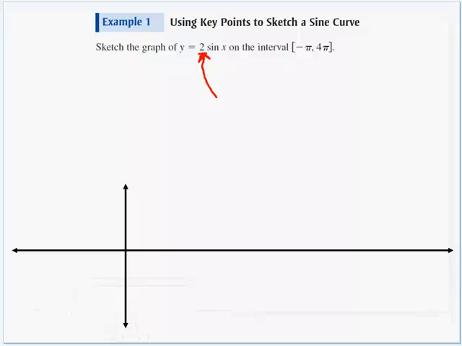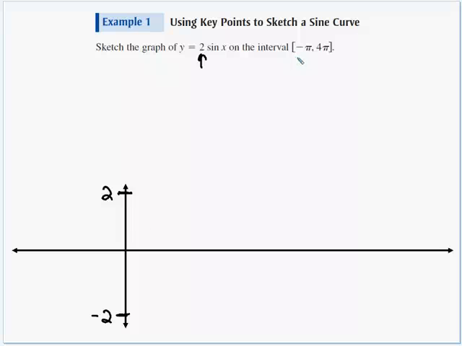So, when we're graphing this, we're used to having our peaks and valleys, our highs and lows from 1 to -1. But now we got a 2 here. So our highs, our peaks are going to be as high as 2, and our valleys will be as low as -2. This distance here is our amplitude, A. Here we can go up 2 from the x-axis. Here we can go down 2 from the x-axis.